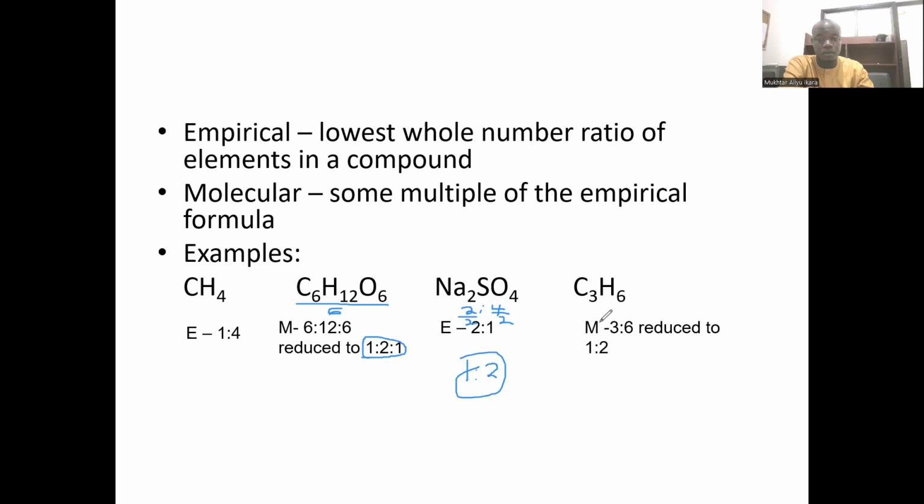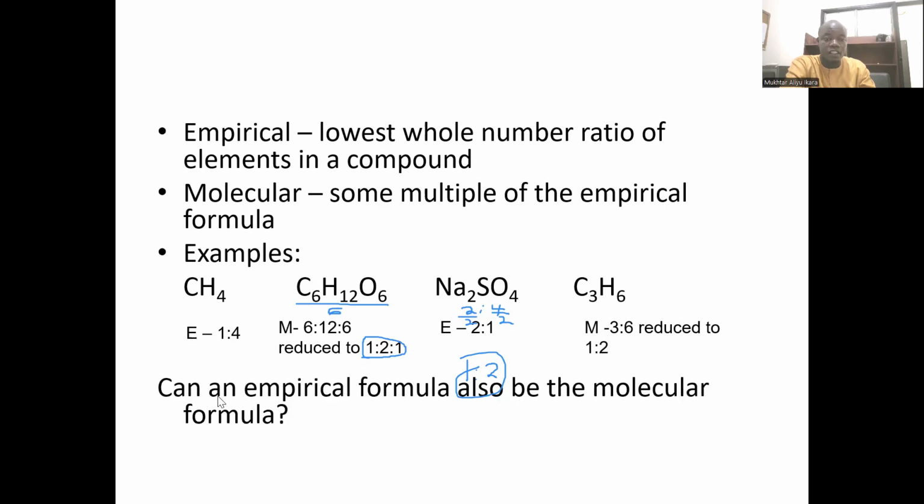So then the next one is C3H6. The molecular formula is C3H6, with a ratio of 3:6, which also reduces to 1:2. So it's a multiple of 3.